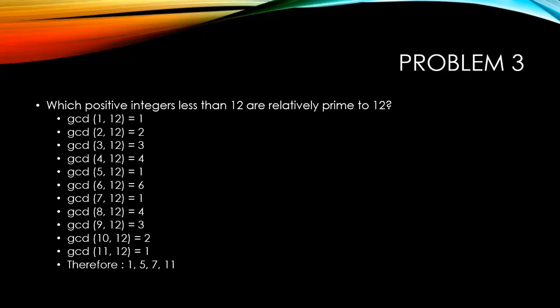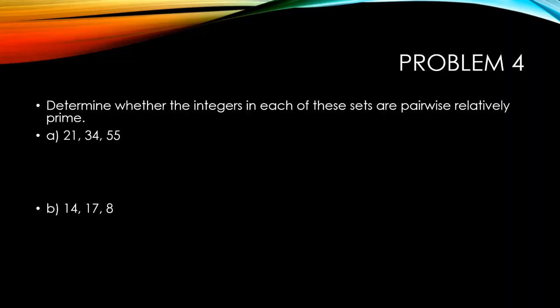Okay, again, if it's relatively prime, the GCD is equal to 1, or the common factor is just 1. Okay, now let's move on with problem number 4. Determine whether the integers in each of these sets are pairwise relatively prime. So we have 21, 34, 55, and 14, 17, 8. If we say pairwise relatively prime, we're going to pair the given. So how many combinations from 3 given? So we have 21 and 34, 21 and 55, and 34 and 55. And check if each pair is relatively prime.